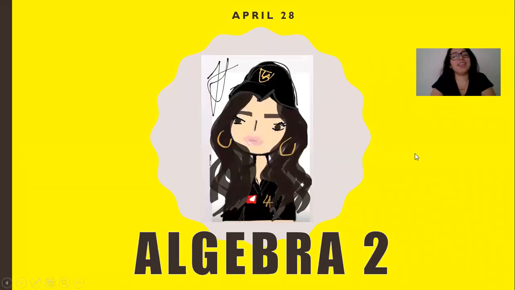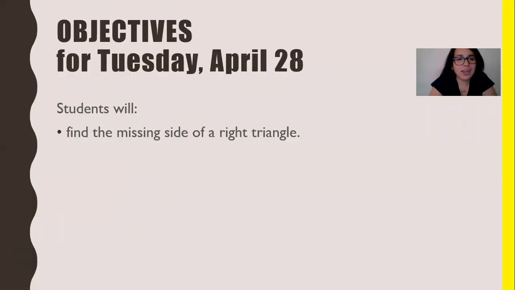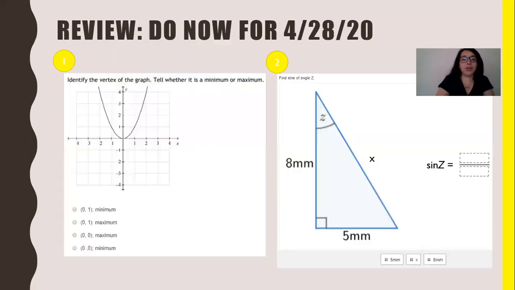All right, so now we're on the lesson for April 28th. Our objectives today are to find the missing side of a right triangle. So our do now for today are these two questions.